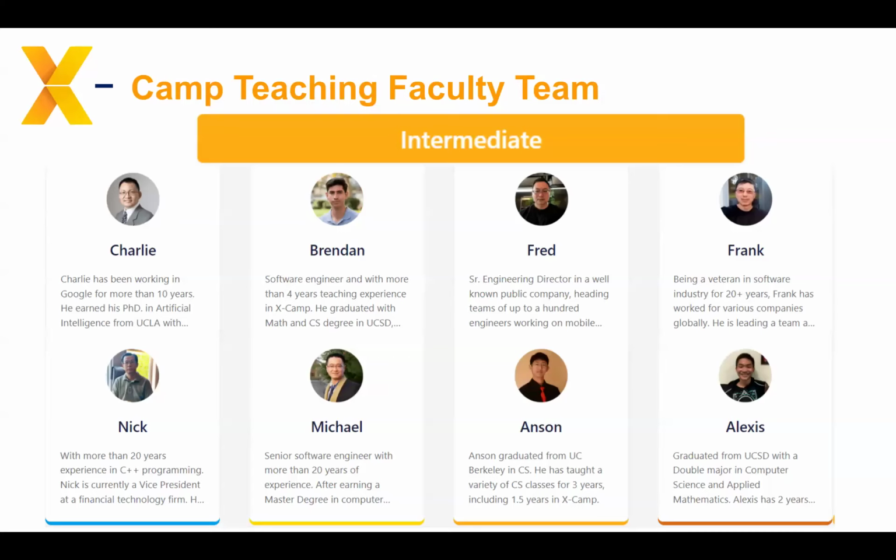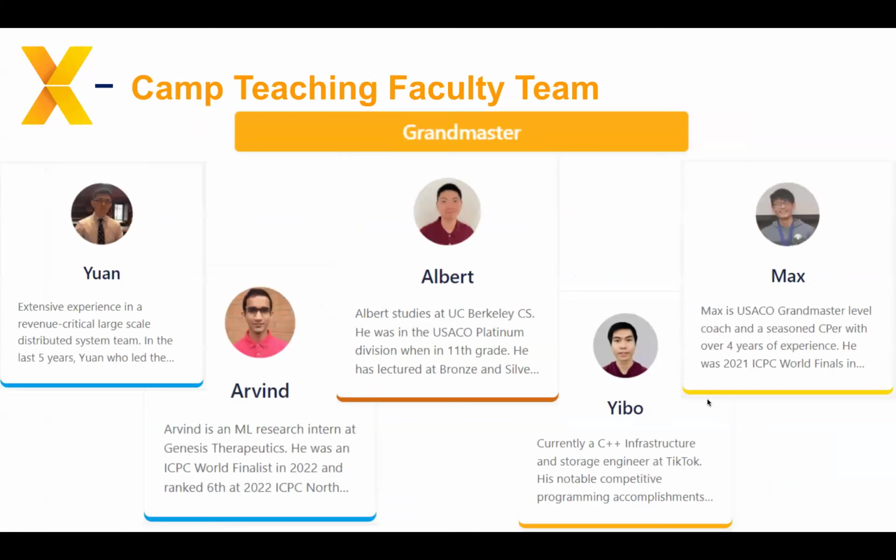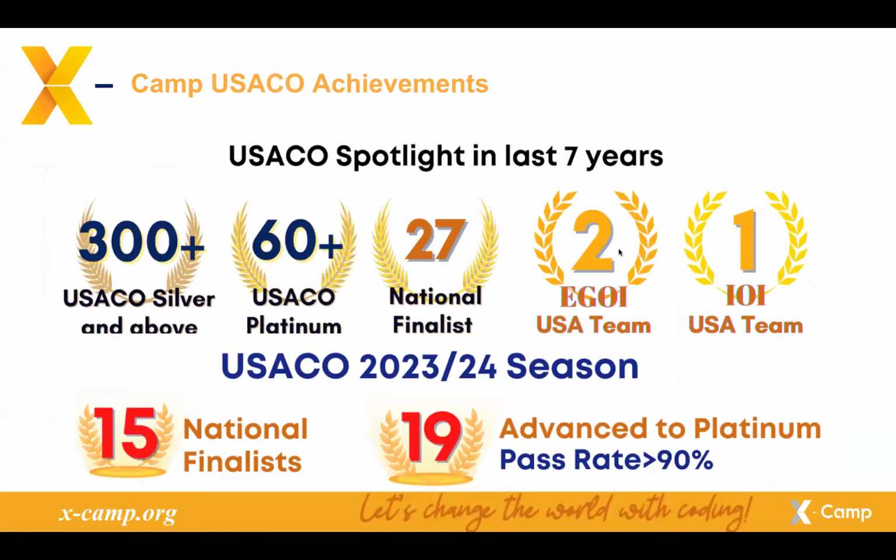Here's our faculty team. Like me and Yuan, many of our teachers come from high-tech companies like Google, Meta, and Microsoft. Also, some have strong backgrounds in competitive coding. Next slide. We also have some students from top-tier colleges like MIT, Stanford, and Berkeley. Also, we have a lot of medalists in competitive coding. Next. Here again is about our achievements. I want to skip this one. Next.